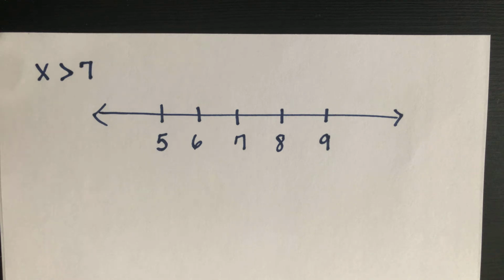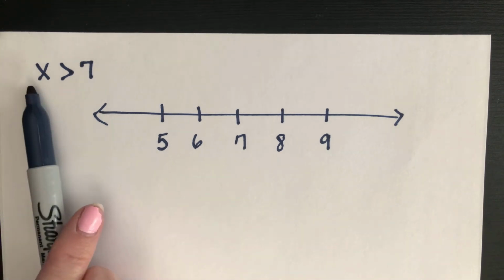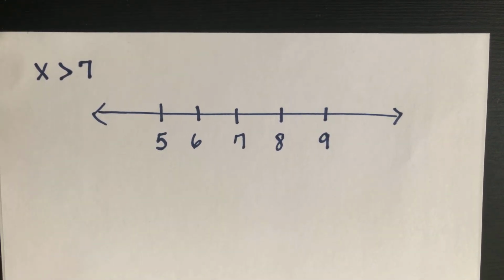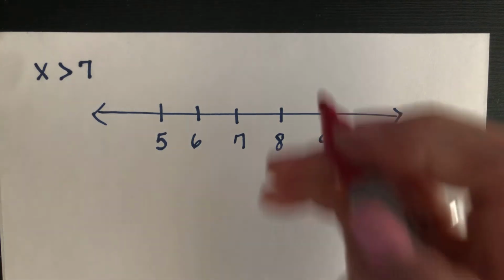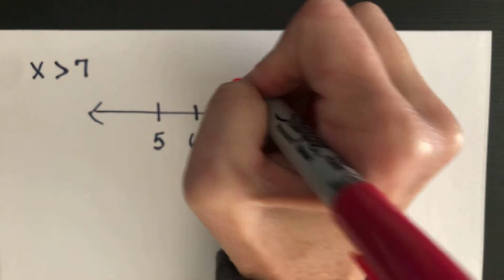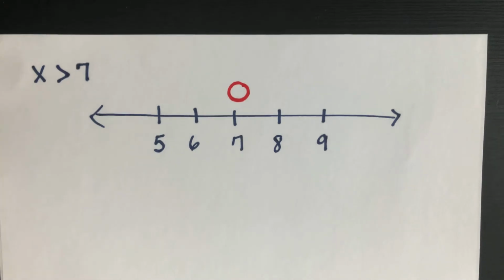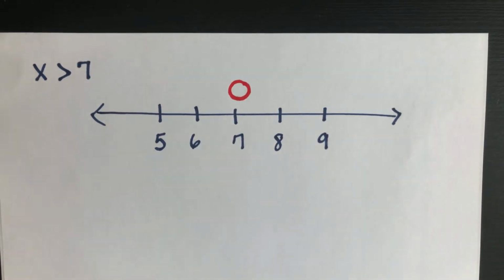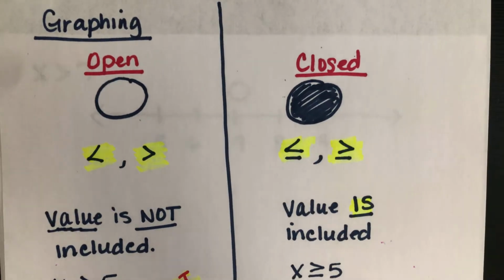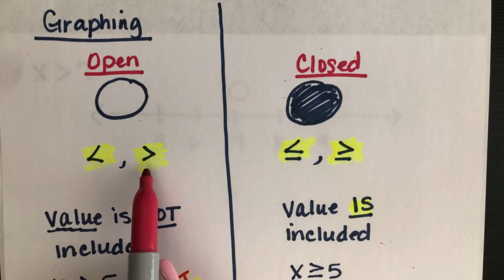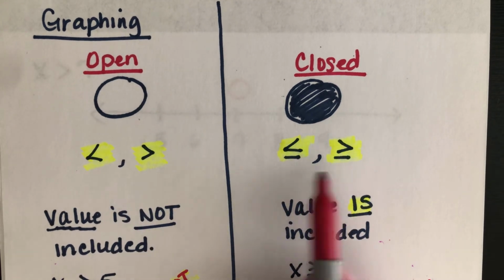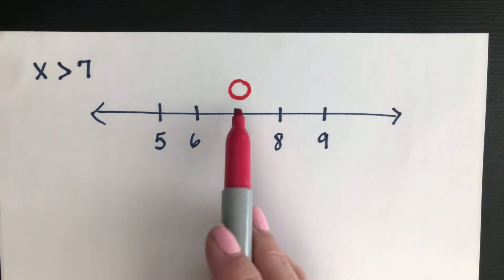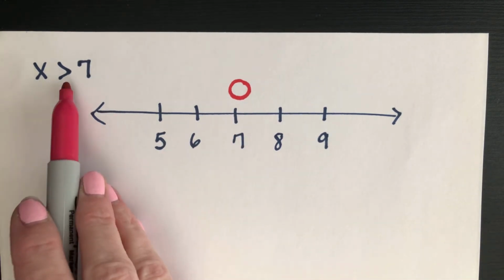So I look to see, and I say X is greater than 7. Since the number I'm working with is 7, I'm going to put a circle on 7. And then I ask myself, is it an open circle or is it a closed circle? If I go back to this page, you will notice the less than and greater than signs that did not have the equal to is an open circle. So I'm going to leave that as an open circle.